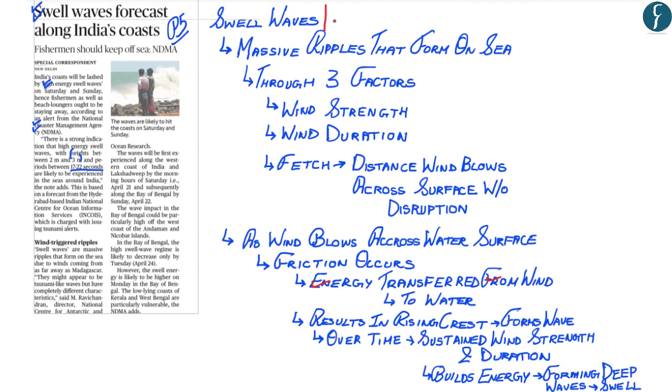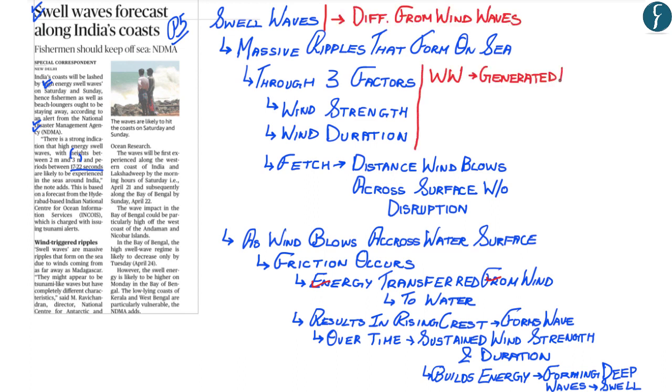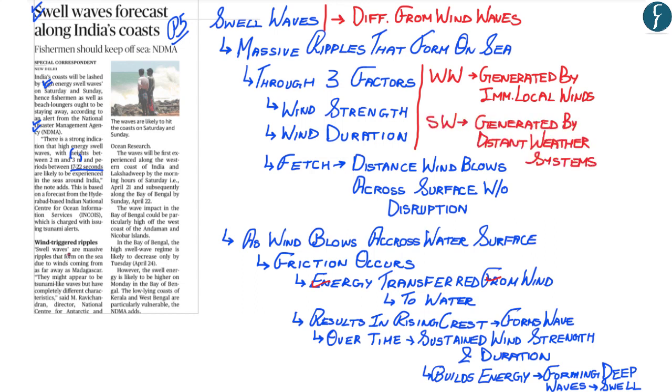Now, these swell waves are different from wind waves, wherein wind waves are generated by immediate local winds, while swell waves are generated by distant weather systems, wherein the swell wave which is currently in the news has been generated as far away as Madagascar.